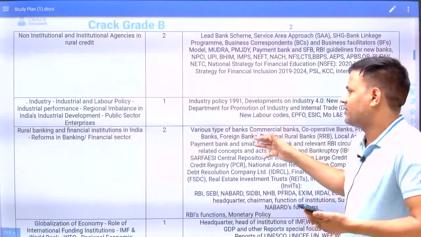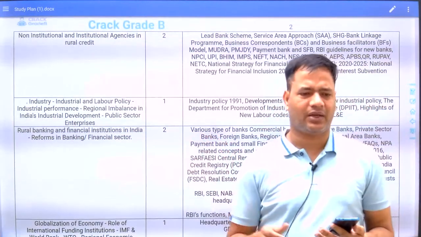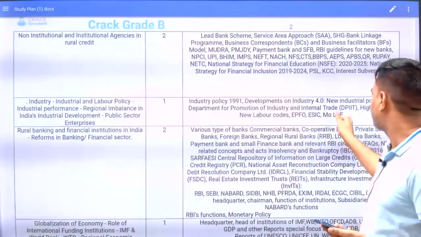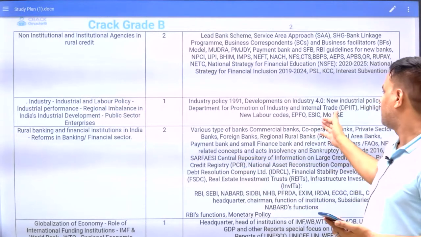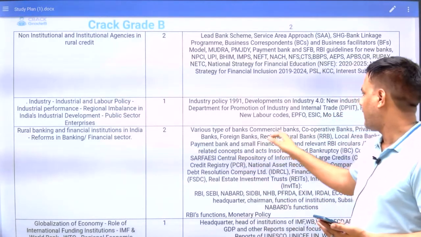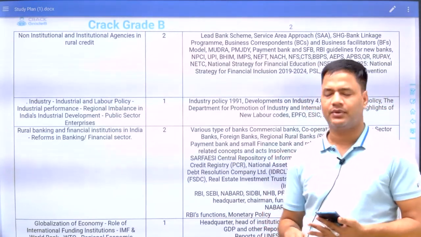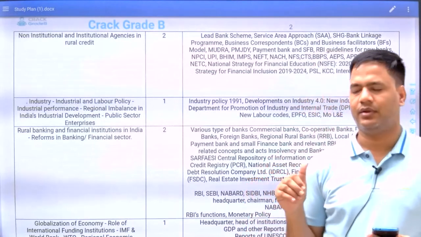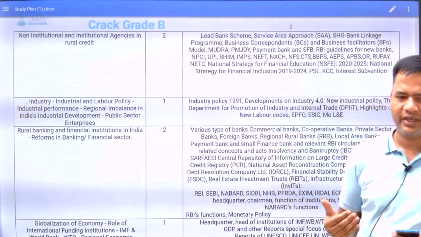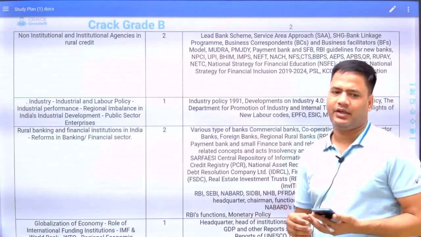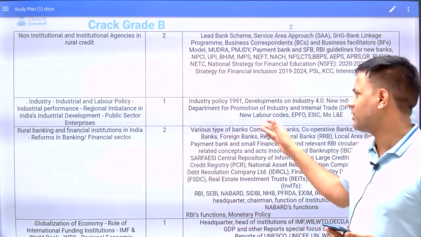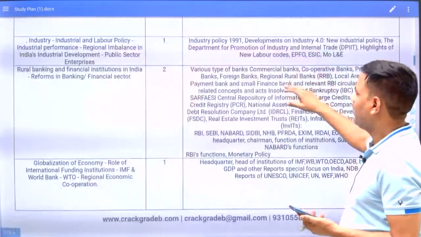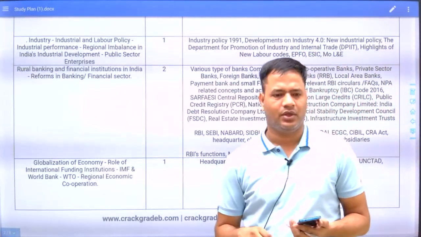Next is industrial and labor policy, which is not much important for phase 1, because in the static part, as I already told you, they will ask 4-5 questions. So you can study some highlights of the labor code, EPFO, ESIC, and Ministry of Labor and Employment schemes. ESIC and EPFO applicability, meaning for which organizations EPFO or ESIC is mandatory, certain conditions are there, so they can ask such questions. Industrial policy 1991, some highlights you can study. Don't study in depth and don't spend much time on this chapter. It's not much important for phase 1. Next is rural, which you can skip if you want to skip.